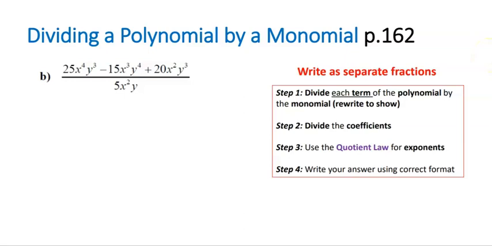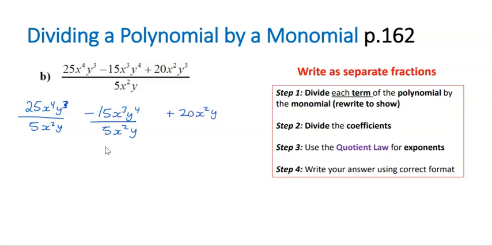This time you have x and y as your variables. Okay, let's take a look. 25x to the power of 4 y cubed divided by 5x squared y, minus 15x cubed y to the power of 4 divided by 5x squared y, plus 20x squared y cubed divided by 5x squared y.